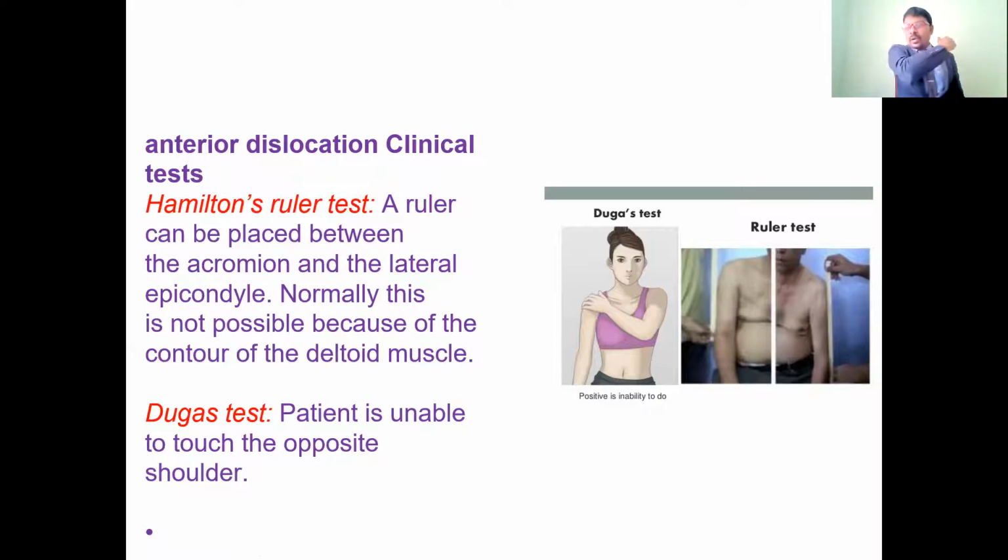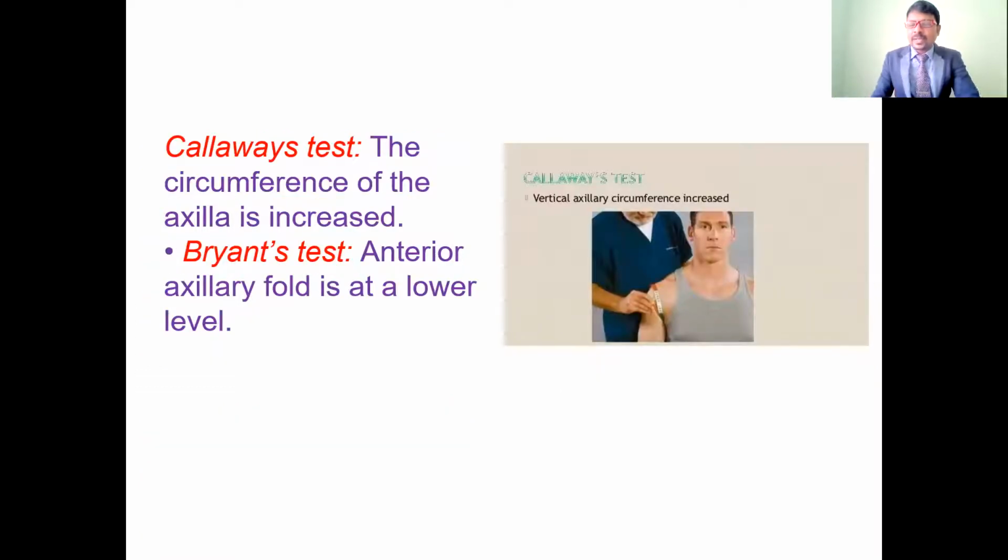If the patient is unable to hold the opposite shoulder, it indicates an abnormality, that is, an anterior dislocation of the shoulder. So these are the two important clinical tests we can use to diagnose anterior dislocations. And also one more test is Calvé's test.